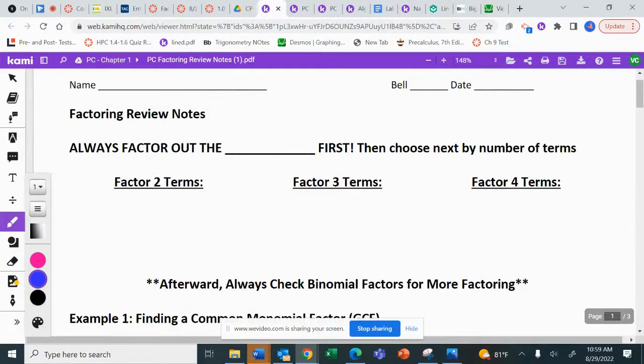Okay, so when we factor, every single time you factor anything, forever and always, you always want to make sure that if there is a greatest common factor in all the terms, that you take that out first. So always factor out the GCF, greatest common factor, first. Then we're going to choose the number of terms to continue factoring.